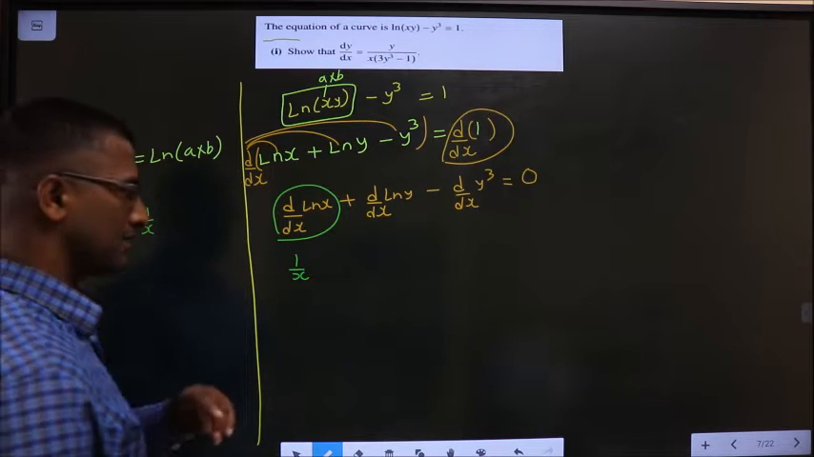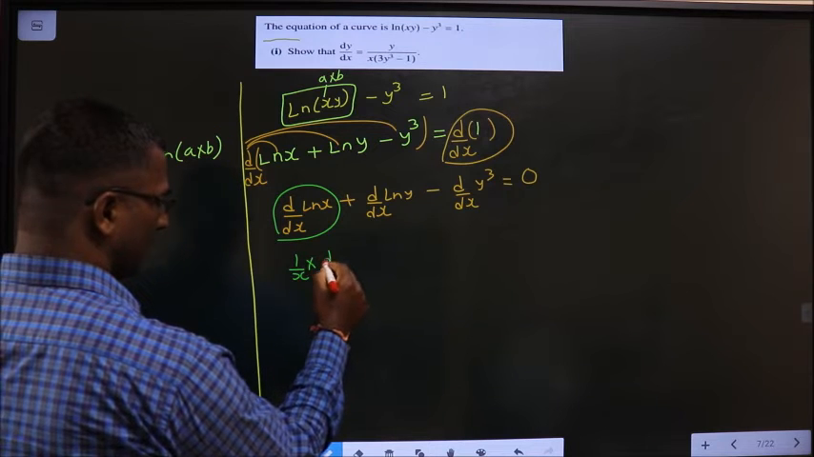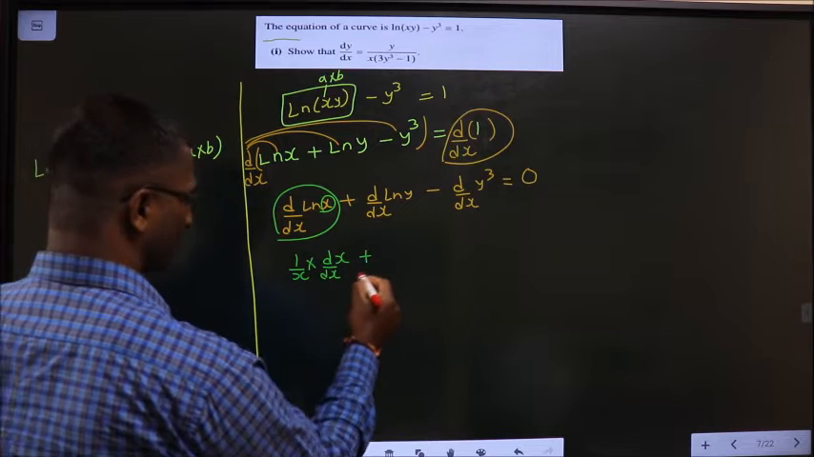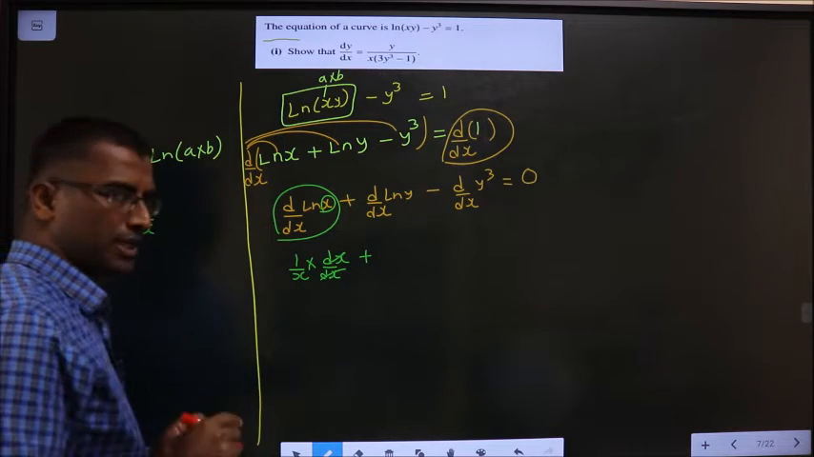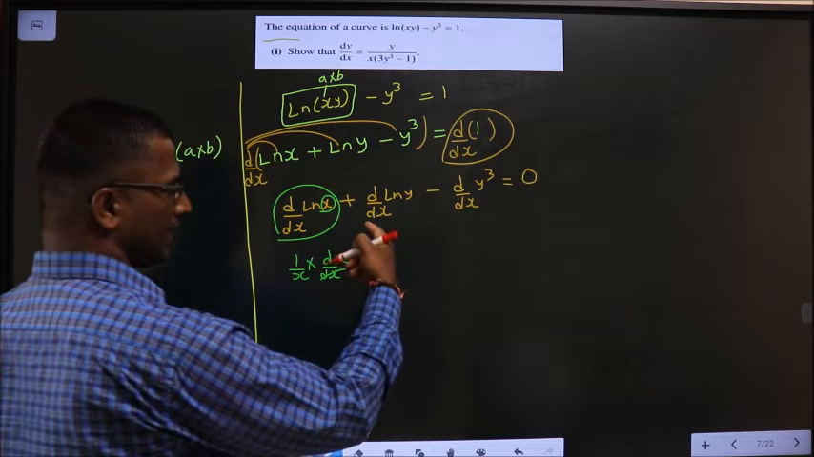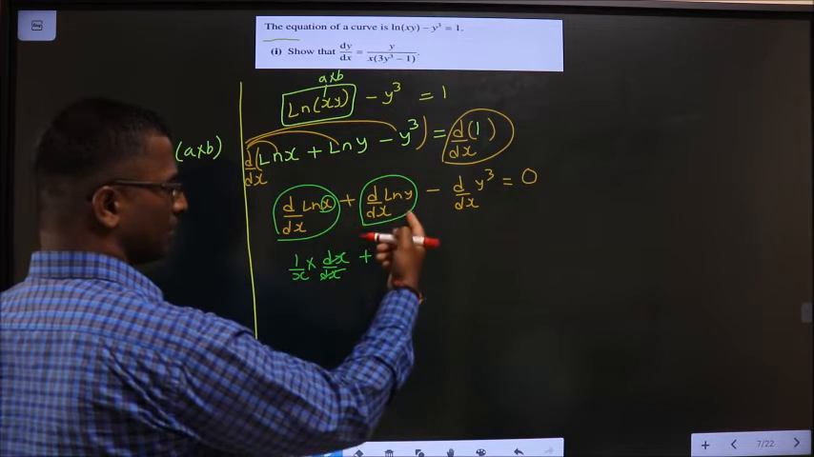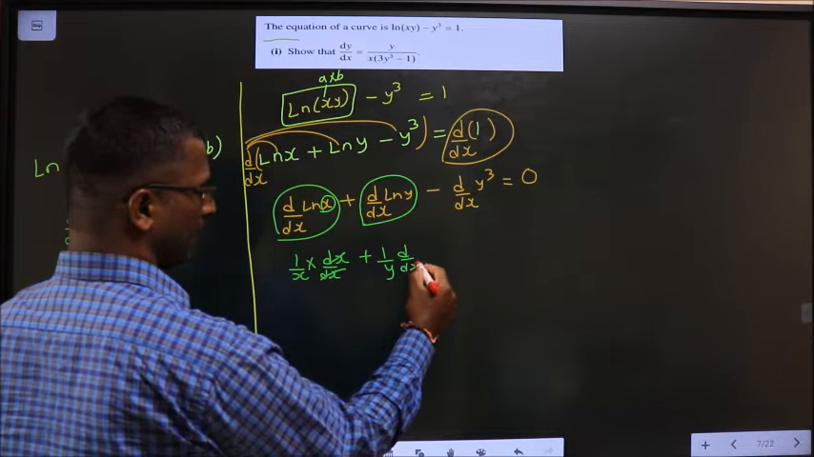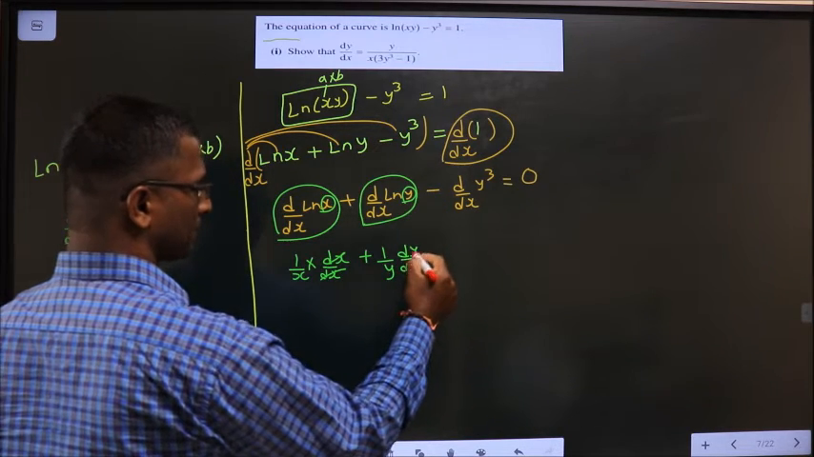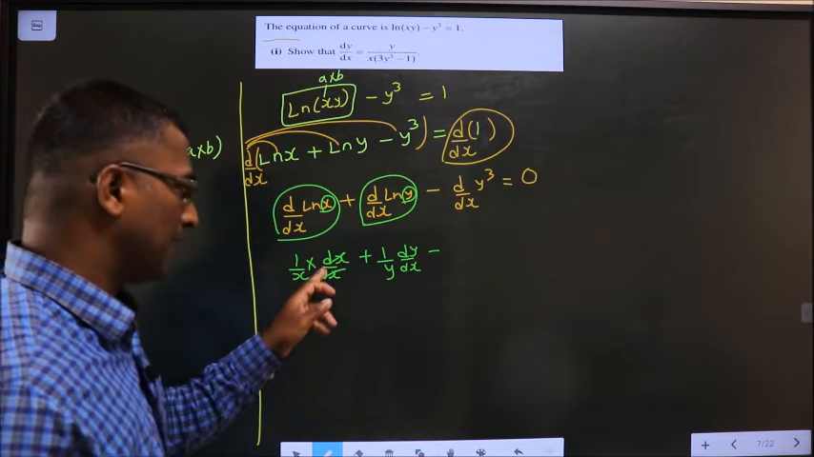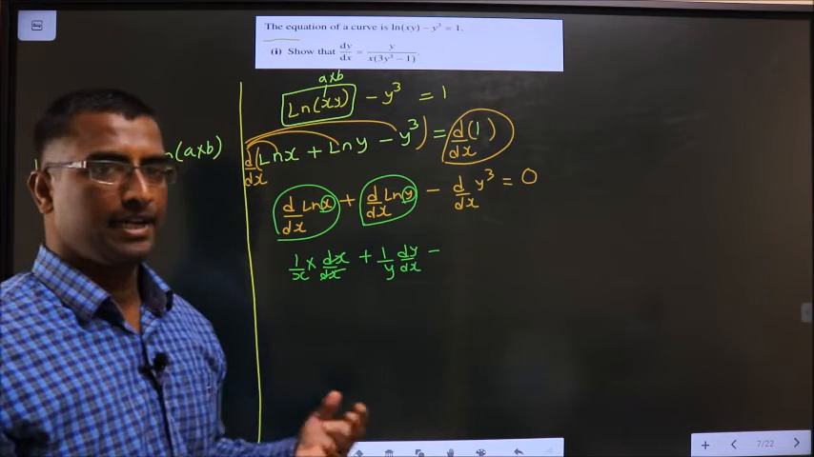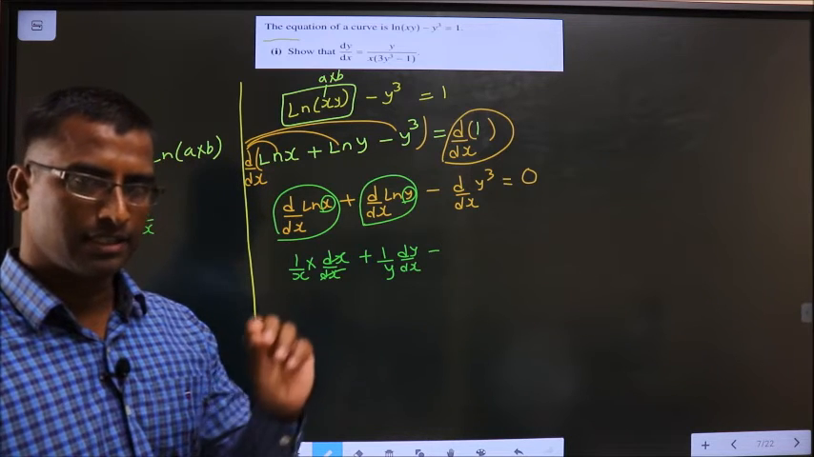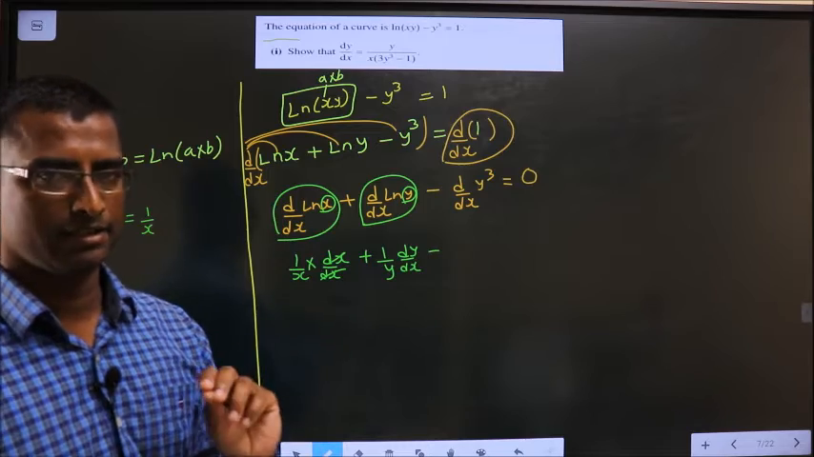And the good practice is to write d by dx of the letter. No doubt it cancels out here, but still you write it, because elsewhere it doesn't get cancelled out. So here also, d by dx of ln y is 1 by y into d by dx of the letter present. Sometimes it cancels out, sometimes it doesn't. So good practice is to write every time the differentiation into d by dx of the letter.